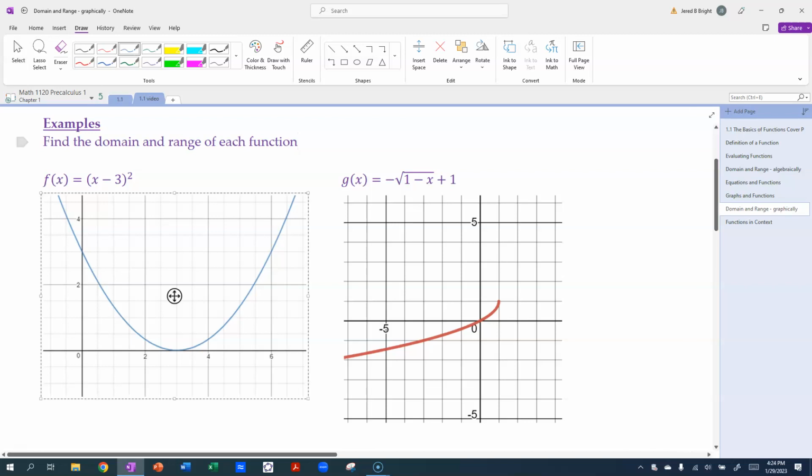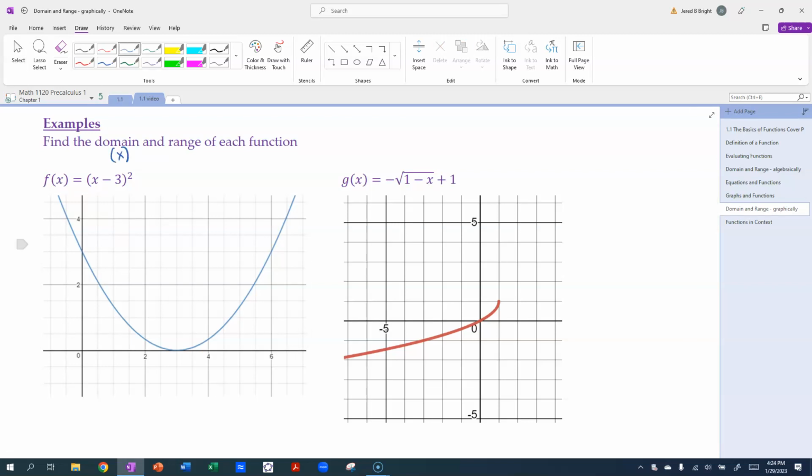Again, domain would be all possible inputs, which, since these are all functions of x, would be all the x values, and the range would be the set of all outputs, again, which are y values in this case. Okay, so domain. I'm looking at f. This is the graph of the function.